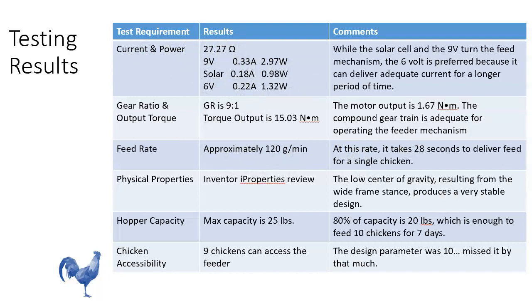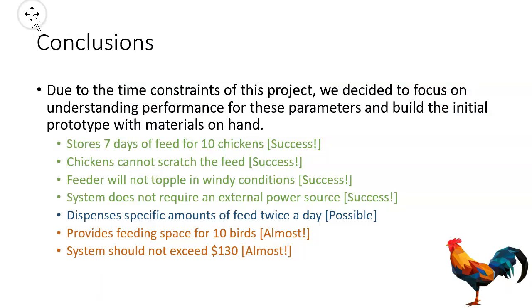Okay. For our conclusions, we talked about the wrap up of the project, the things that we were able to do successfully, the things that we talked about that were a possibility, and things that we almost hit. So we reviewed our process specifications that we said our design would be able to do, and went through the parts that went well and the parts that didn't go well.